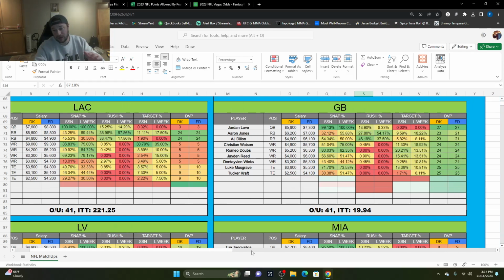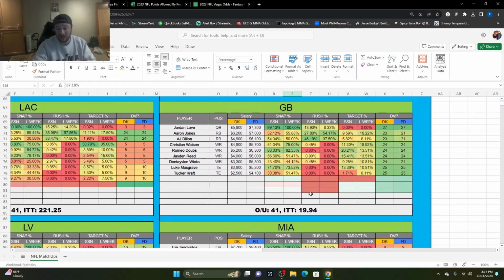So we move over to Green Bay. Now, they have a fantastic matchup. If you look at this, the Chargers' defense is very, very bad. So Jordan Love makes sense. They rank 27th against the quarterback. I absolutely love that. Aaron Jones, I don't know what to get out of him. He was not effective last week. He's got a great matchup, though, against the Chargers.